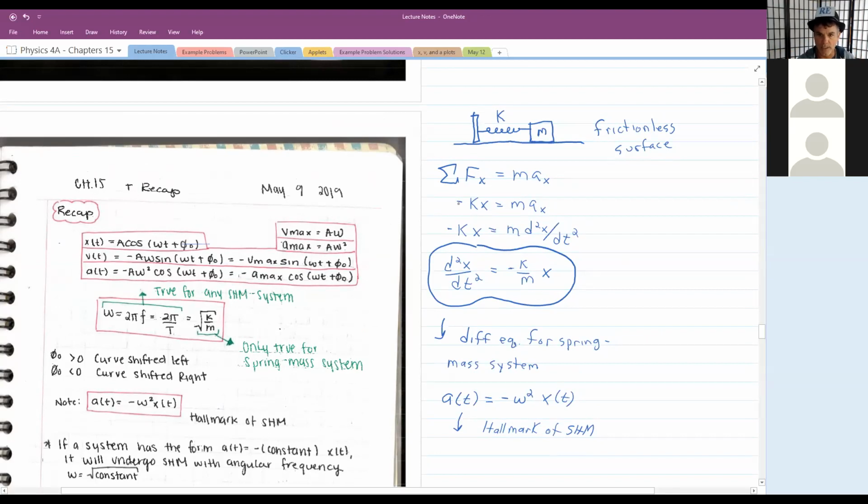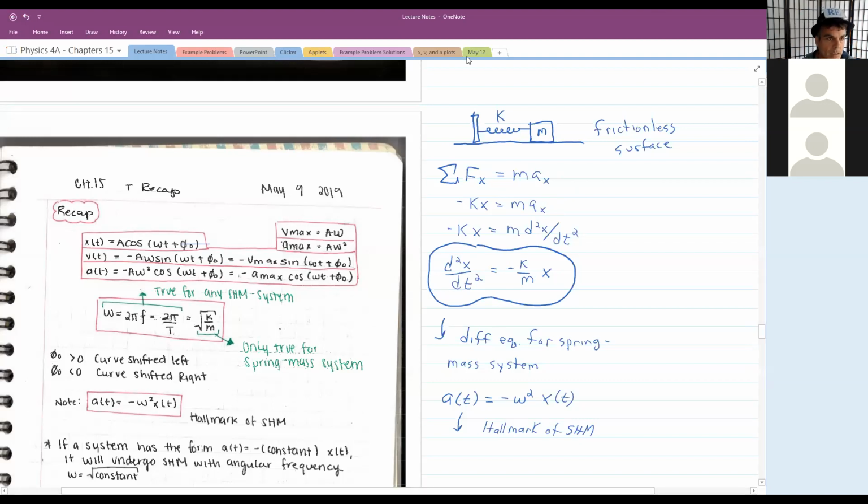For a spring mass system, the only force acting in the x direction if there's no friction is just the force the spring exerts, negative kx, which equals ma. If I write acceleration as the second derivative of position with respect to time, what I get is the second derivative of position with respect to time is negative k over m times x. This is a differential equation if you haven't had differential equations before, and it's specific for the spring mass system.